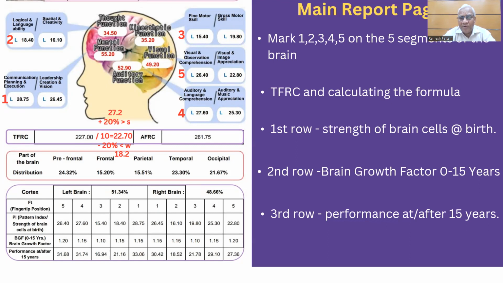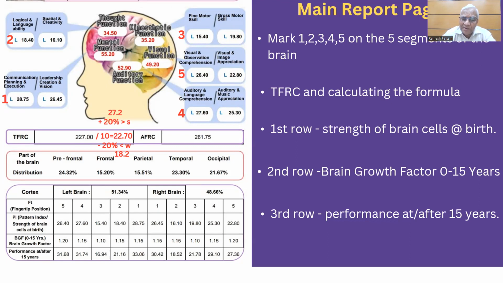Second line in the report is the brain growth factor. As I said, brain grows from 0 to 15 years, and every part of the brain grows at a different rate. For this report, left brain 5 is growing at 20%. 1 is the birth position, 0.2 is the growth rate.